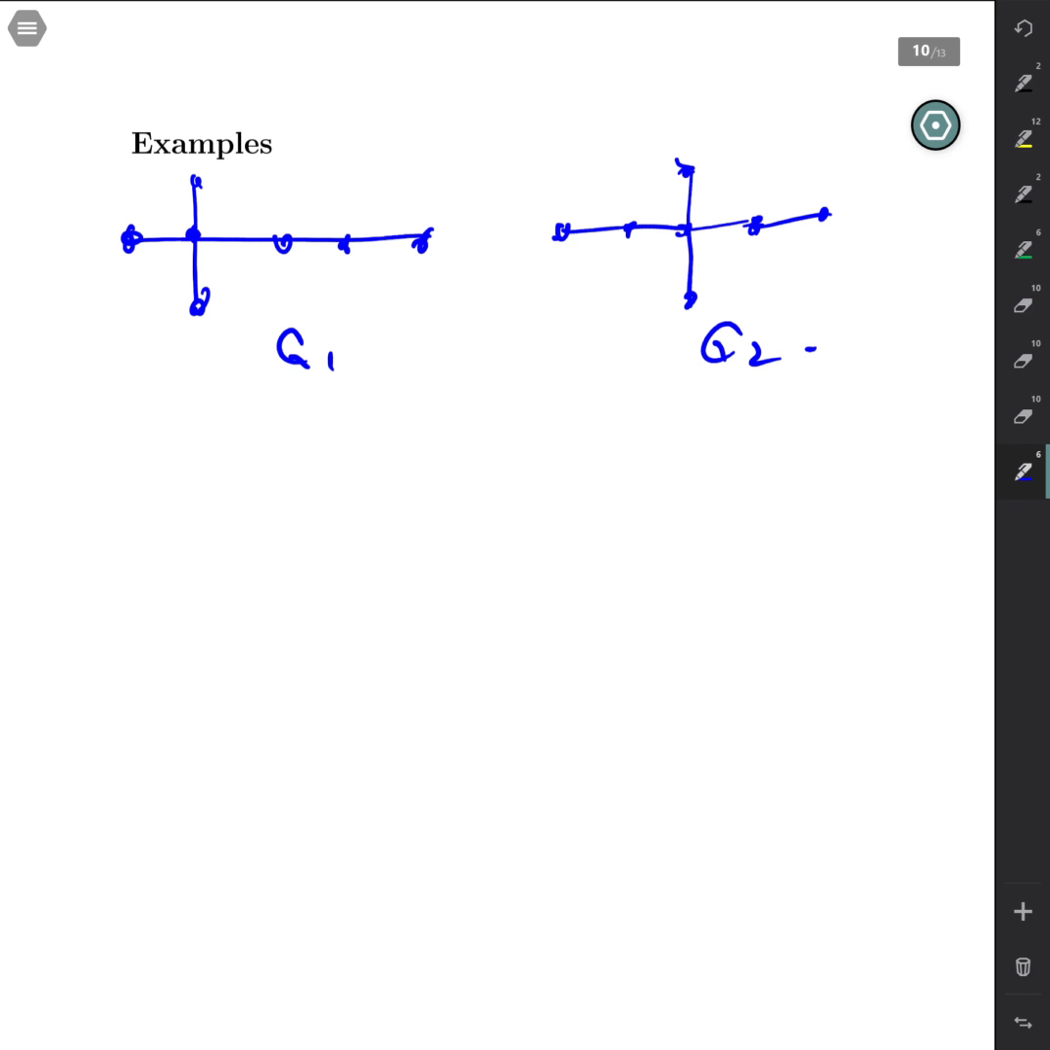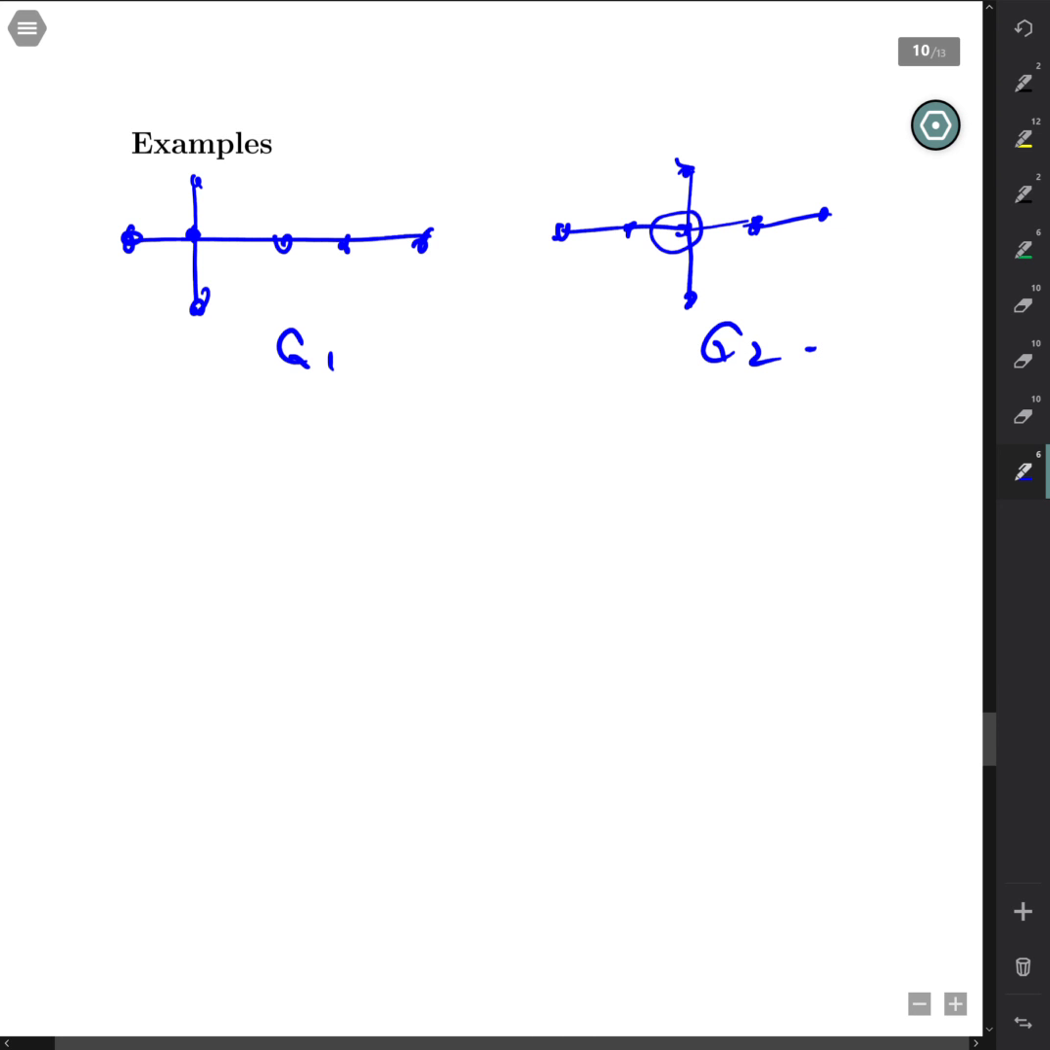Right. So let me go ahead and conclude it here. The thing that's happening over here is that there's a degree 4 vertex adjacent to 2 degree 2 vertices. Over here, that degree 4 vertex, and there's only one of them, is adjacent to a degree 2, but only one of them, because that's degree 1.